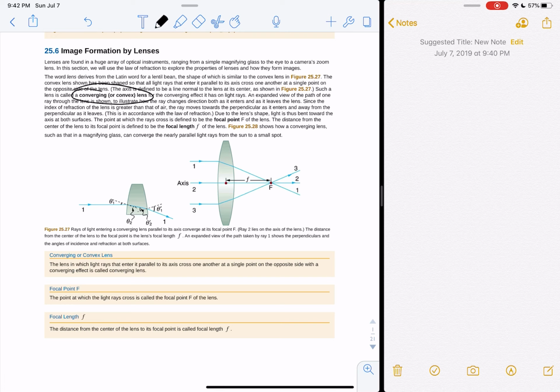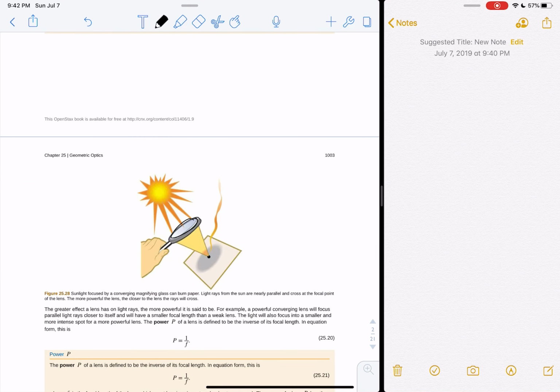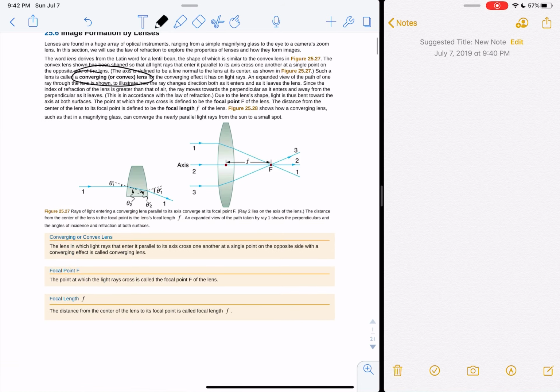This type of lens here is a converging lens. This means it's curved this way. And what it means is it causes the rays of light that come into it to converge to a point. Okay? That's what a converging lens does. It causes the rays to converge together, and that's like if you put a magnifying glass to set some leaves on fire or something, then that is how that works.